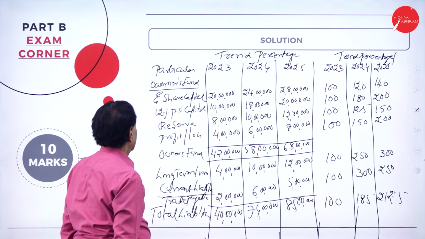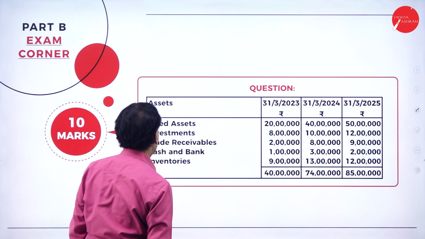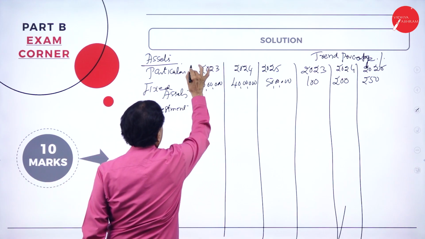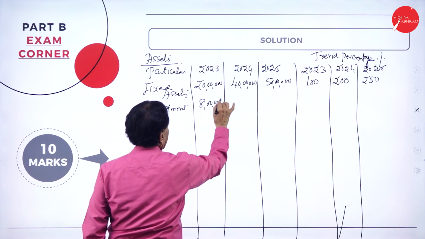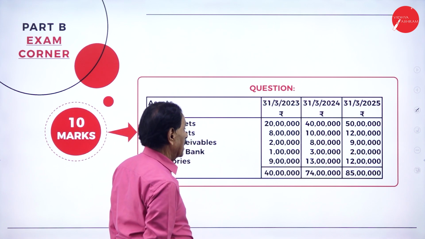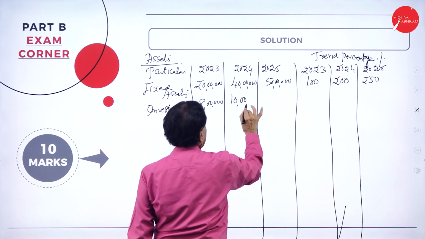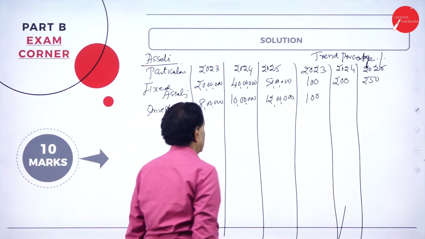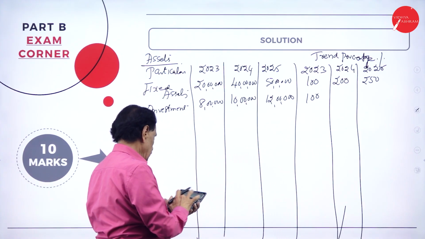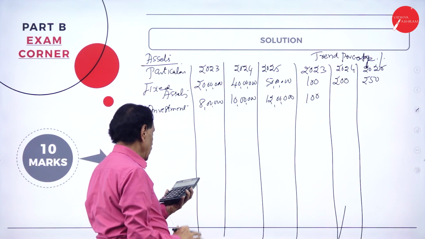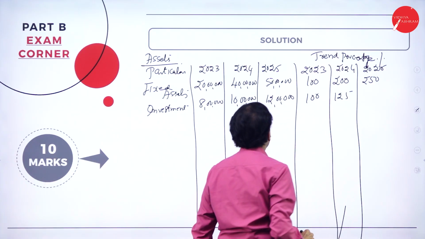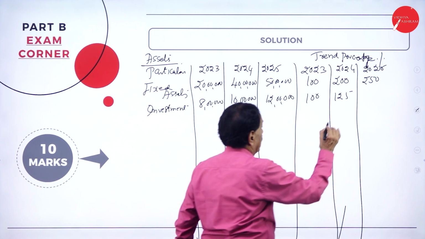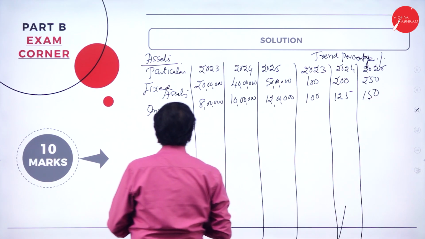Then investments: 8 lakh, 10 lakh, 12 lakh. 8 lakh is 100. 10 lakh divided by 8 is 125, and 12 lakh is 150. This goes to investment.